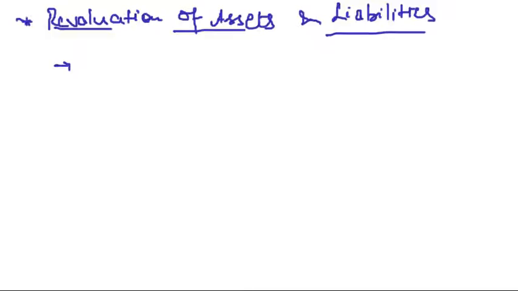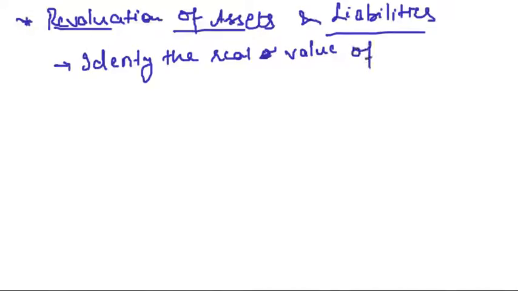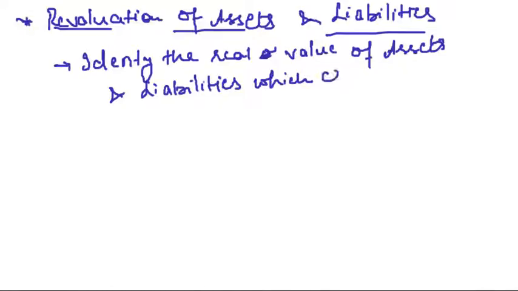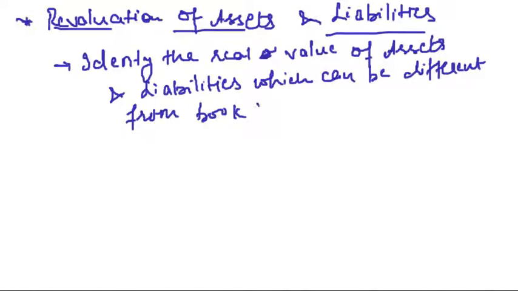Right? It means we are going to identify the real value of assets and liabilities, which can be different from book values. Book value means the values which are appearing in the balance sheet of the firm. Right? We are going to identify the real value of the assets and liabilities in the market, which can be different from the book values.